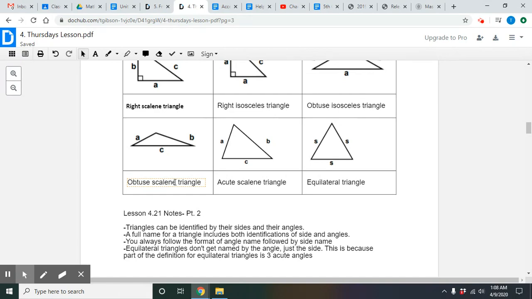of course, equilateral stands on its own, which gets us into our last note, which says equilateral triangles don't get named by the angle, just the side. This is because part of the definition for equilateral triangles is three acute angles. So again, if all sides are the same, then all angles are the same, which means each of these will be 60 degrees. Pause the video and write down these notes.